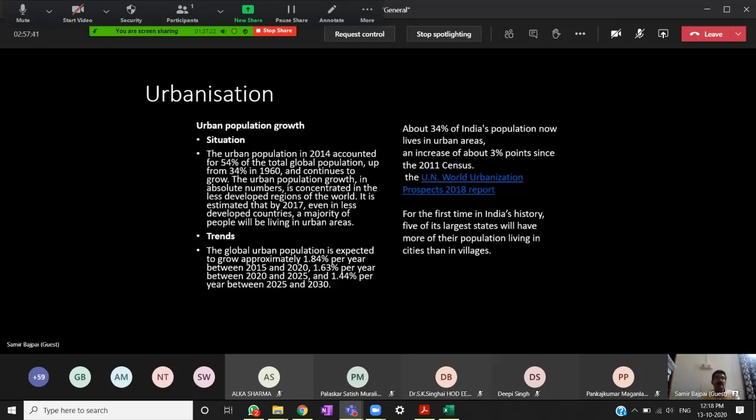Unfortunately, development means you consume more resources, you burn more coal, you burn more oil, you generate and consume more electricity, you consume more products, more raw material, more finished product, and you generate more waste. That is development, that is urbanization.